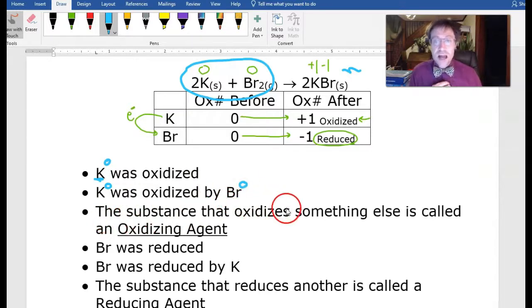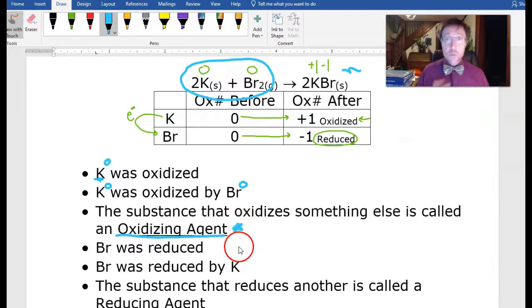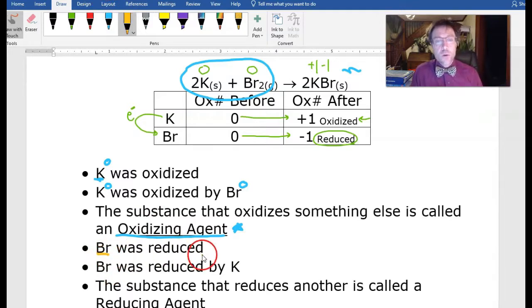So the substance that oxidizes something else is called the oxidizing agent. Got that? That's a vocab word. There might be a vocab quiz. Right? You get it? Do you see how that works? And same thing for the reducing agent. You go through the exact same line of questioning. Bromine was reduced by who? Well, bromine 0. Bromine 0 was reduced by potassium, right?